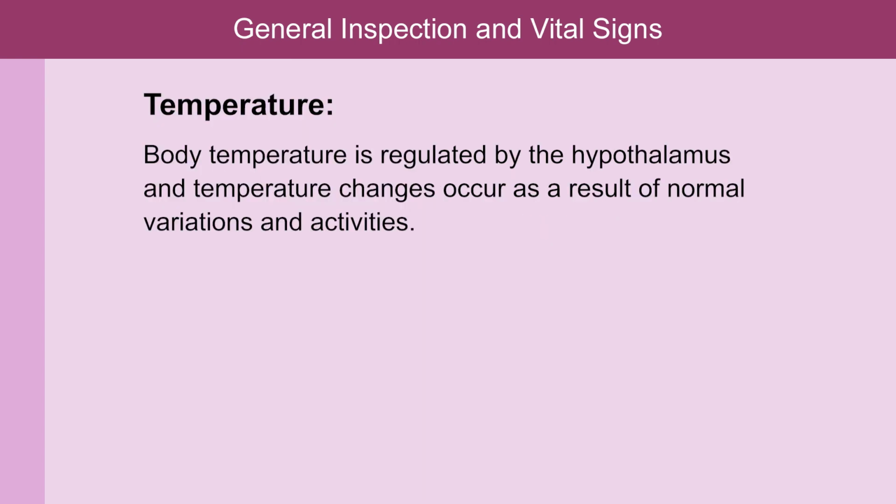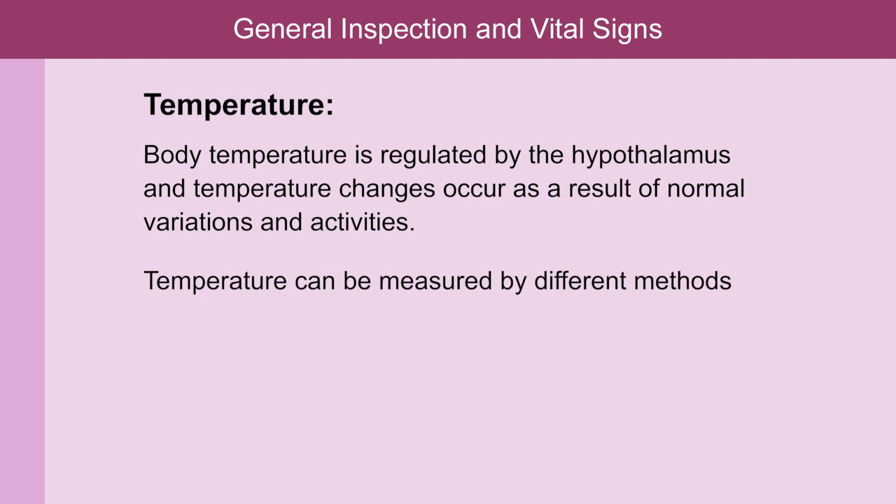Let's talk about temperature. Body temperature is regulated by the hypothalamus, and temperature changes occur as a result of normal variations and activities. Temperature can be measured by different methods.